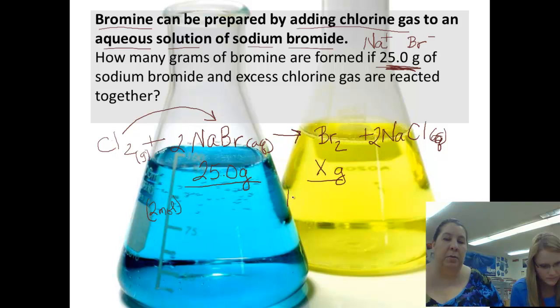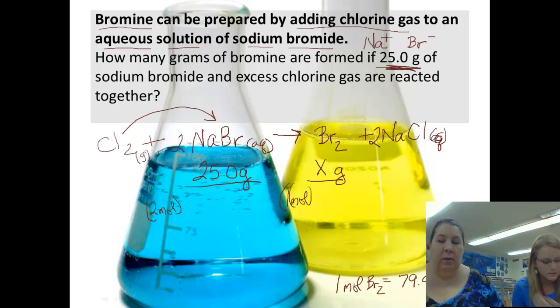Whoops, I missed on my parentheses there, but 1 mole of bromine. So a minute ago we said that 1 mole of bromine molecules was 79.9 times 2, right? Which was 159, what was it again? 159.8. Okay, so that's easy. I'm going to put that right underneath that X right there. 159.8 grams. Okay, so now I don't need this anymore.